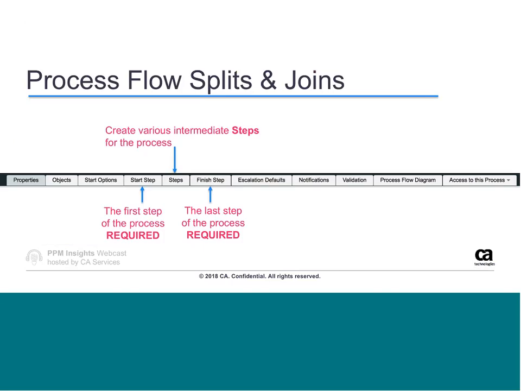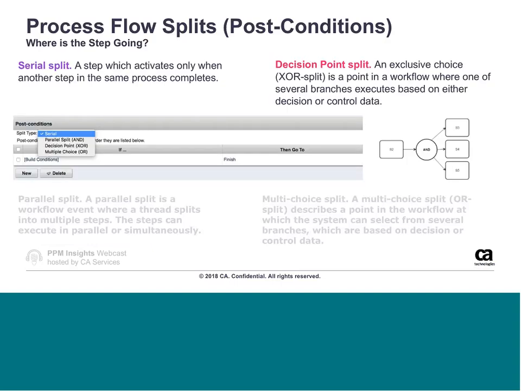Okay, so now we're going to talk about splits and joins. So we've created our steps. We've added step actions, so what our step is going to be doing. And now we need to tell our process where our steps are going. Because right now they're all independent. So enter our process flow splits, and these are also known as postconditions. And there are 4 different types of postconditions, but today we're going to focus on the 2 that are most used and the simplistic conditions.